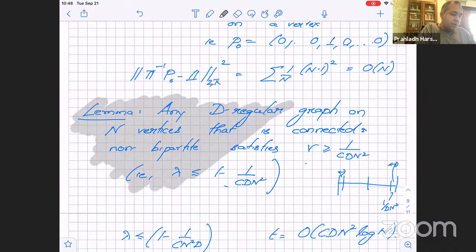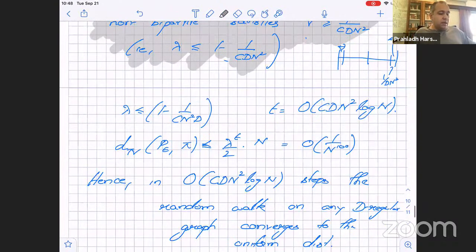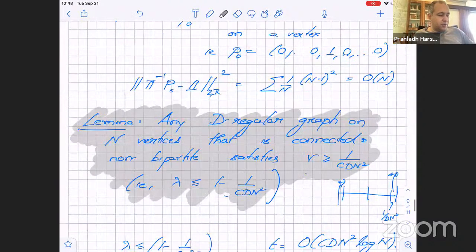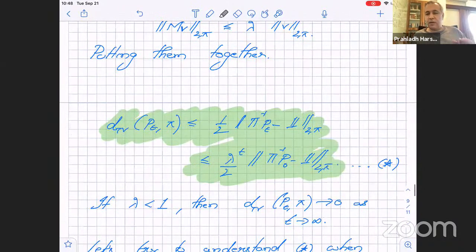So modulo the proof of this lemma, what we have shown is that any random walk on a graph which is connected and which is non-bipartite converges in a polynomial number of steps. It converges to the uniform distribution. And this is just a consequence of the fact that we have here, the star inequality that we have here.